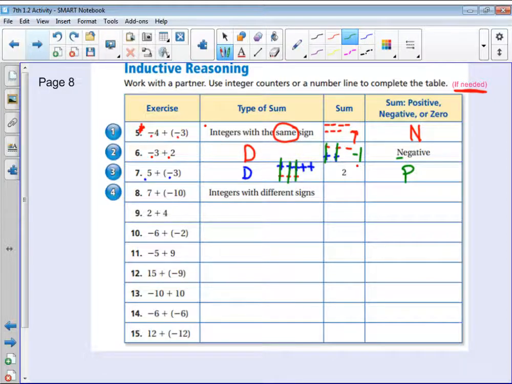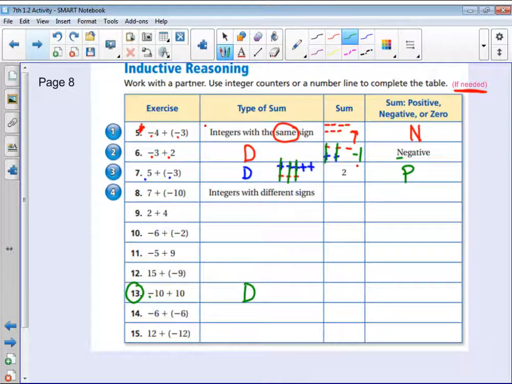Okay, we're going to go ahead and jump down to number 13 just so we can kind of go through an example of where we would get a 0. So here I have -10 plus 10. And notice we have a negative here and nothing right in front here, which means it's a positive 10. Those are different, so this would be a D for different.